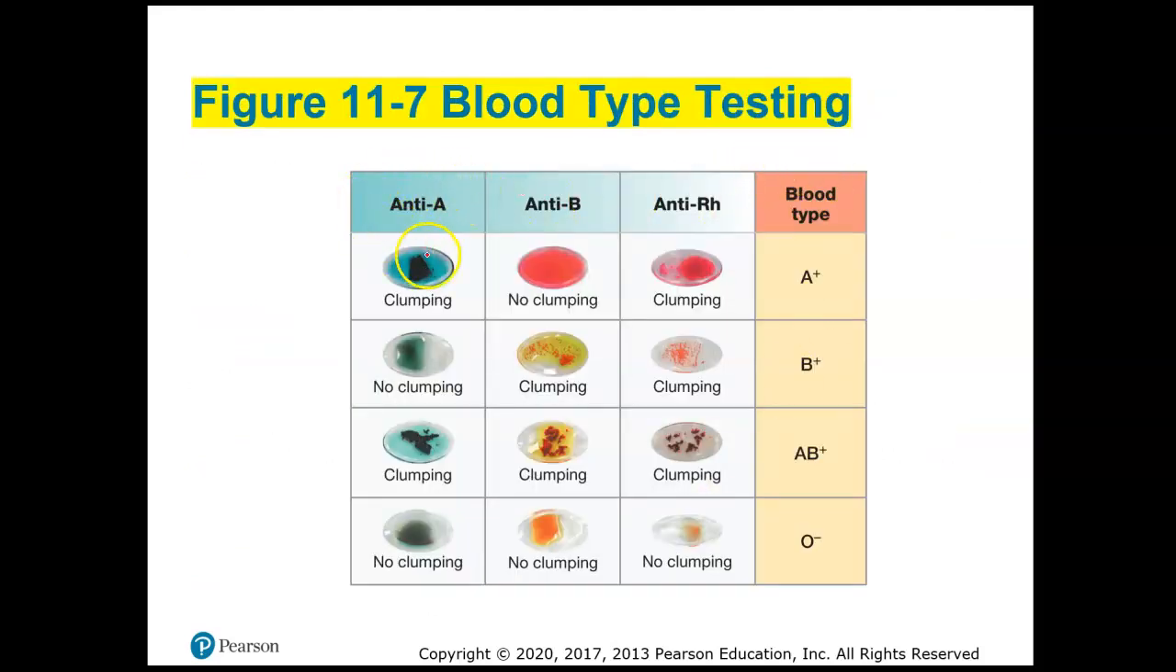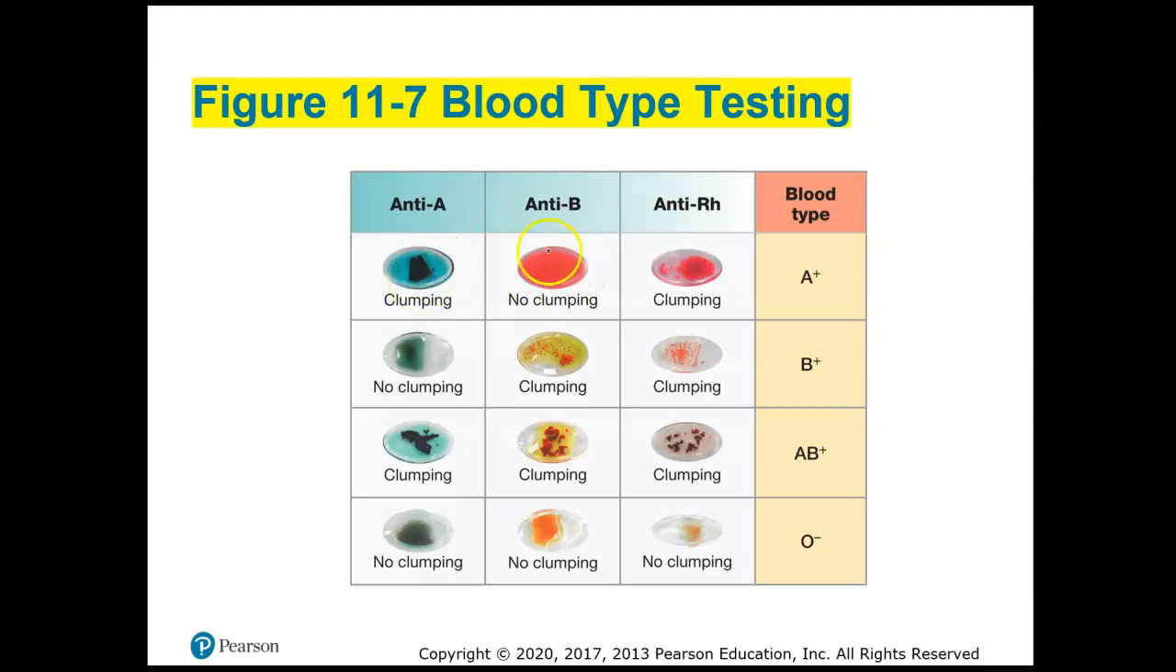This is a picture of the results of a blood typing test so that you can see how that works. Basically, you take 3 drops of someone's blood, and in one of the drops you add an anti-A serum that contains anti-A antibodies. If you mix that with their blood and you get clumping, then that means they have the A antigen on the surface of their red blood cell.